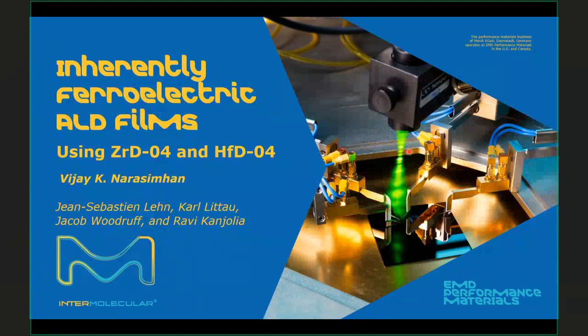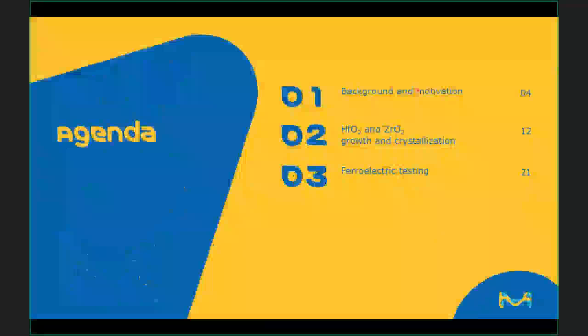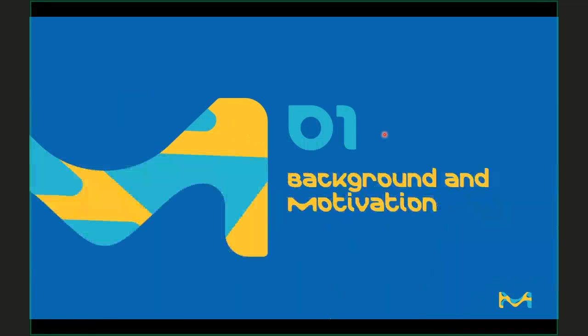To give you some context about this, we're going to divide the presentation into three parts. First, we're going to talk about the background of this field of ferroelectrics using hafnium and zirconium oxide. Then I'm going to talk about some of the base properties of hafnium and zirconium oxide films grown using HfD-04 and ZrD-04. And finally, I'm going to talk about the ferroelectric testing that we did on combined hafnium zirconium oxide films.